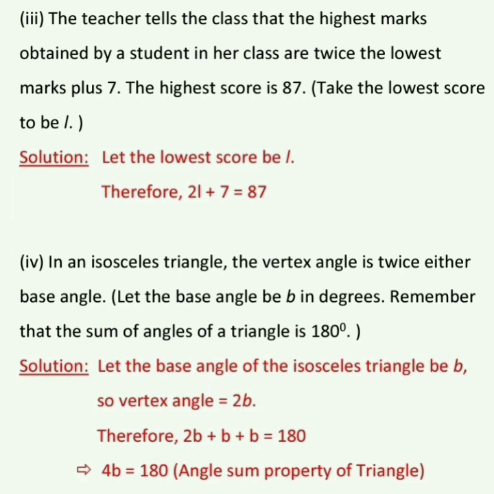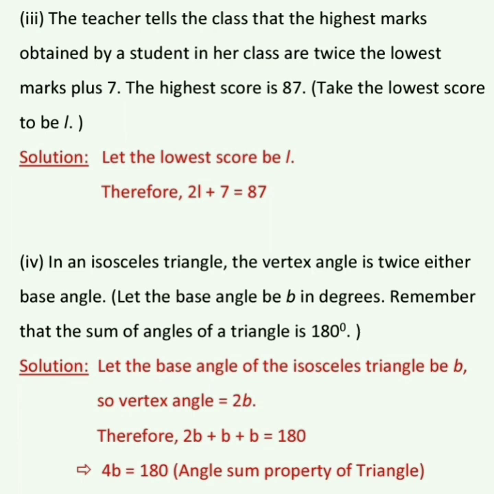Suppose the highest score is 87. Take the lowest score to be L. Let the lowest score be L. Therefore 2L + 7 = 87. लोएस्ट मार्क L है, उसके 2 टाइम्स तो 2L हो गए, उसमें 7 ऐड करो तो जो मार्क आते हैं वो हाईएस्ट मार्क हो गए, that is 2L + 7 = 87.